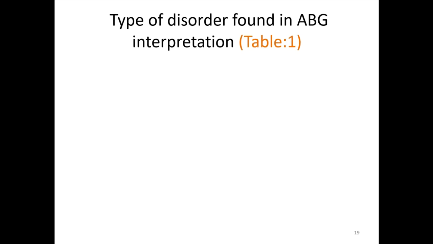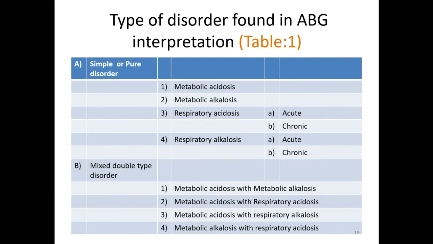Type of disorder found in ABG interpretation, Table 1. A. Simple or pure disorder. 1. Metabolic acidosis. 2. Metabolic alkalosis. 3. Respiratory acidosis: A. Acute, B. Chronic. 4. Respiratory alkalosis: A. Acute, B. Chronic.